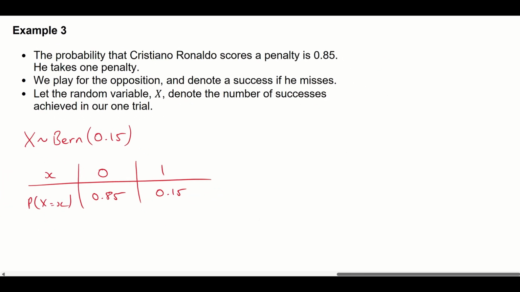Again, we can calculate the expected value of x. It's just p, which is 0.15, the probability that we succeed, so the probability that he misses. So just be very careful with the wording of the question. The variance of x is just p times 1 take p, or sometimes written p times q, if q is 1 take p. Well, that is 0.15 times 0.85.